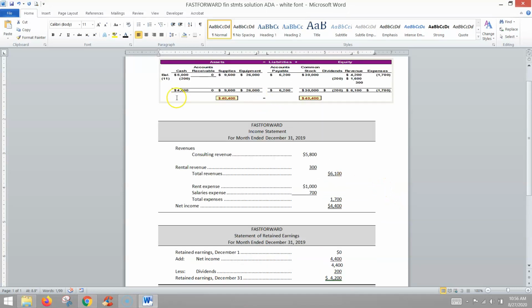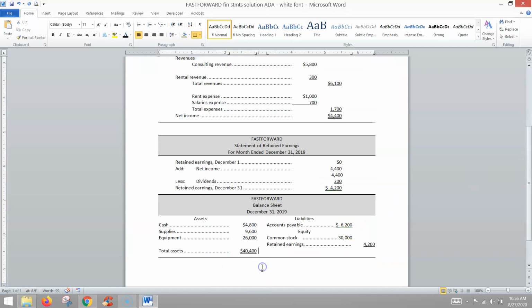That's coming from up here. We have our cash, $4,800. Accounts receivable is 0, so it's not going to be listed. We have our supplies and our equipment for a total of $40,400 right here.